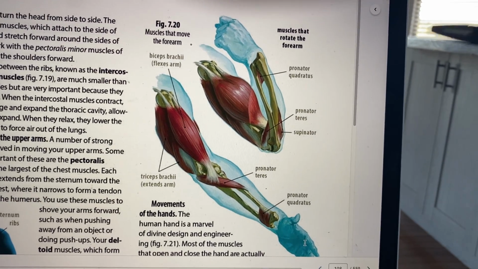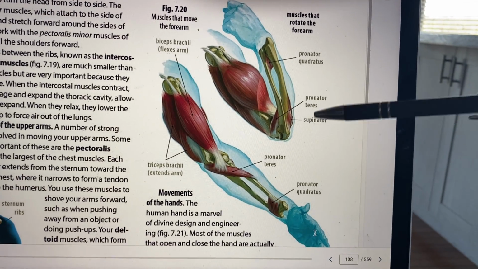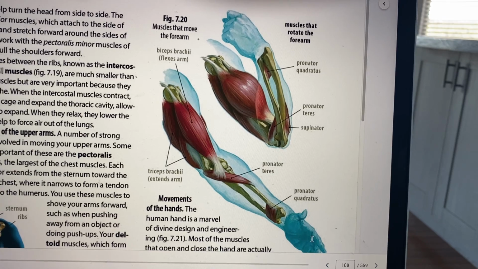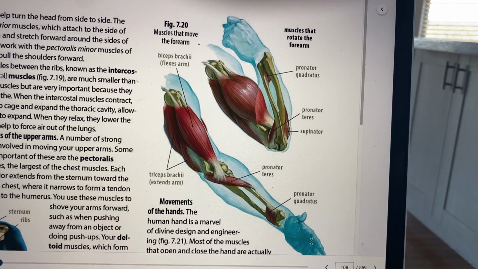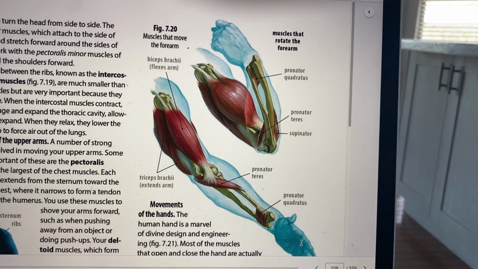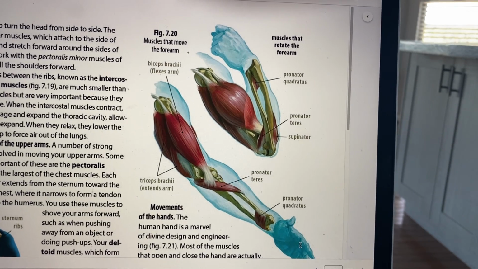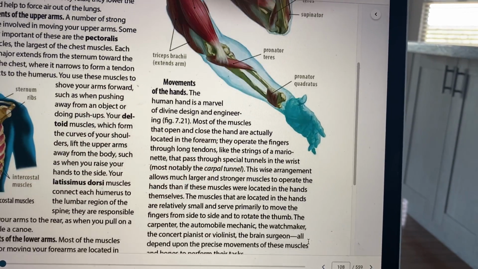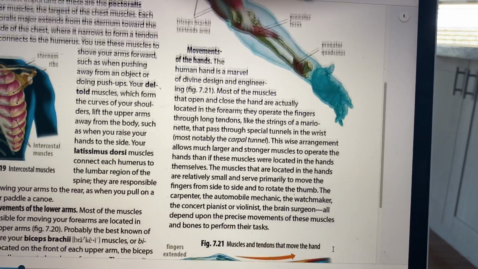And then you have the pronator quadratus, and these that turn your arm, where you can turn your arm back and forth, the pronator teres. And they actually act opposite from each other. For every reaction, there's an opposite action, which you can say with muscles too. That's physics.